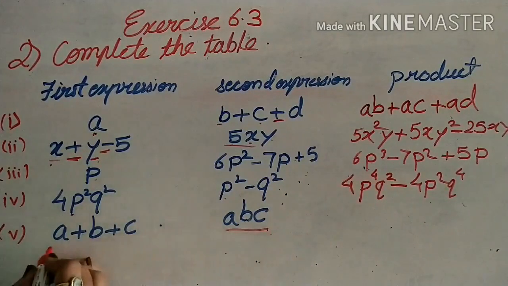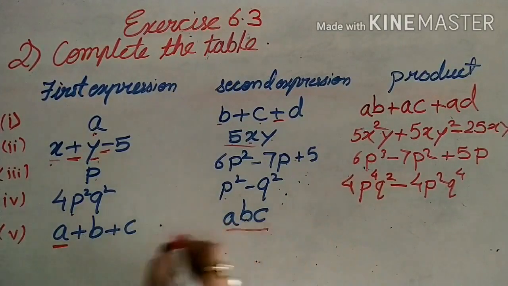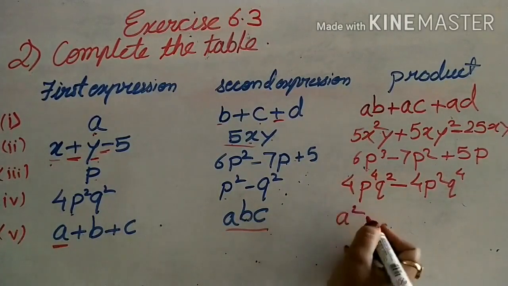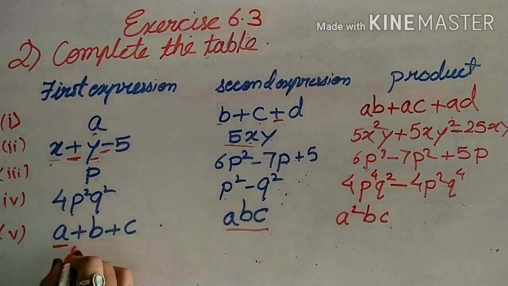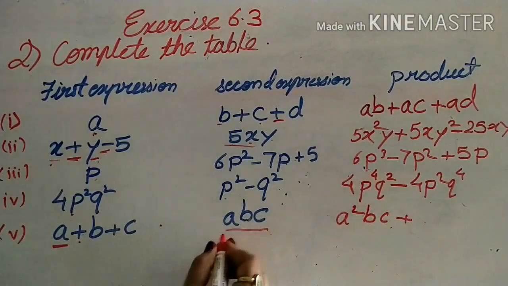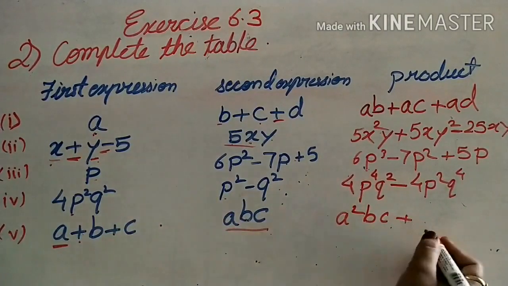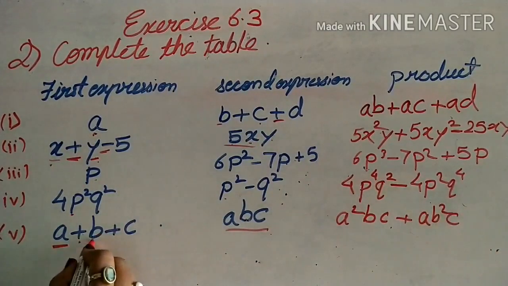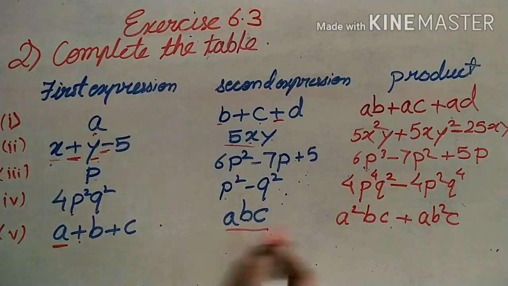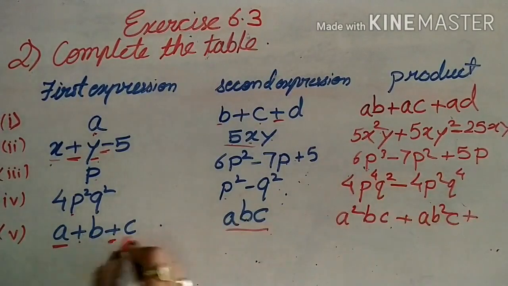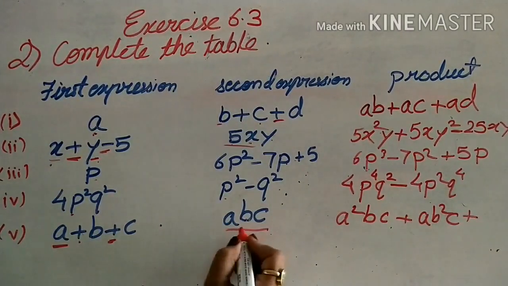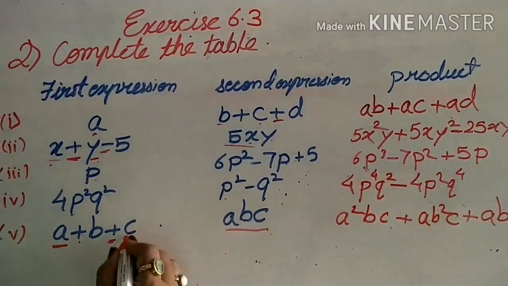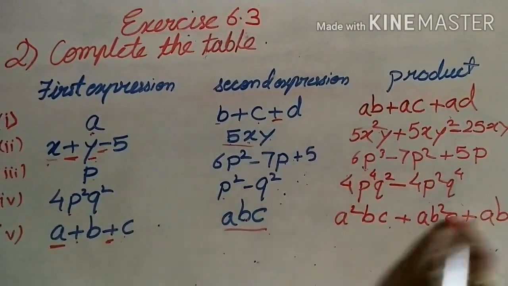Next, fifth one, a plus b plus c into abc. First this abc we have to multiply to this a. Means abc into a means a square bc. This plus sign. Now abc into b means ab square c, because b into b is b square. Similarly, this plus sign as it is we have to write. abc into c means abc square.